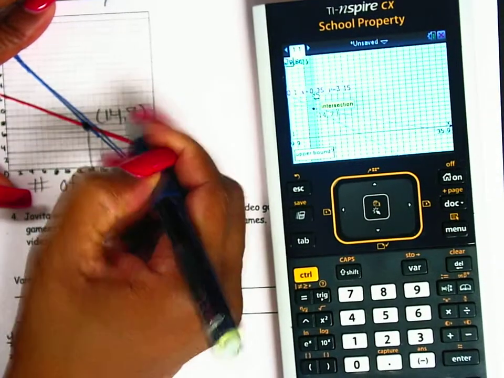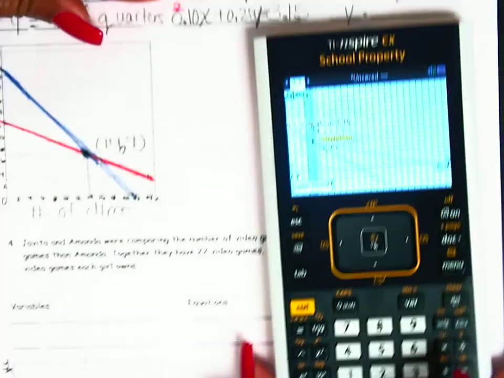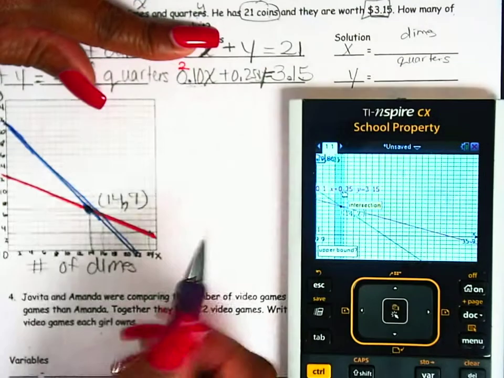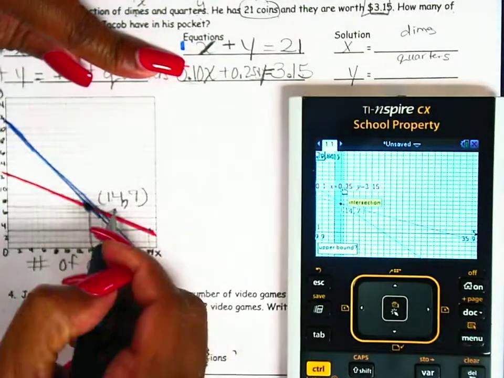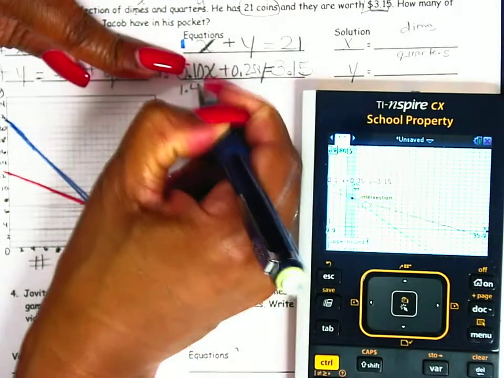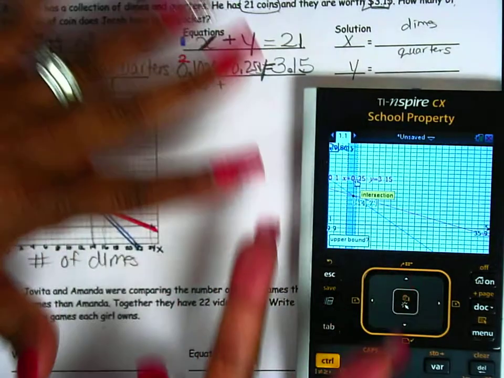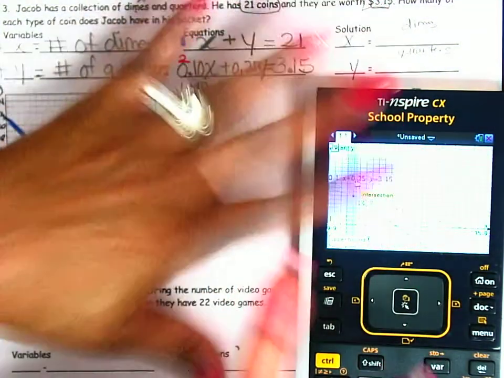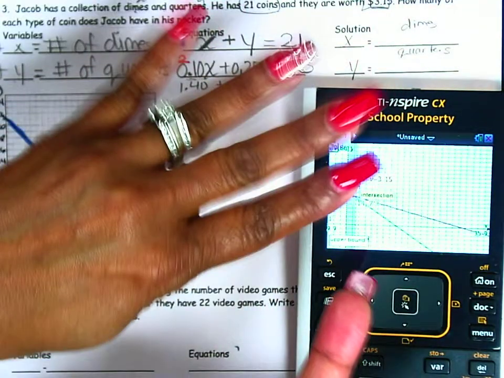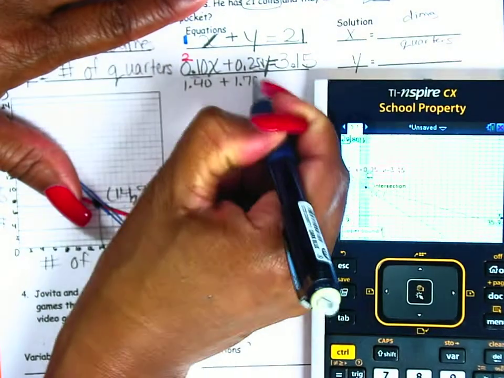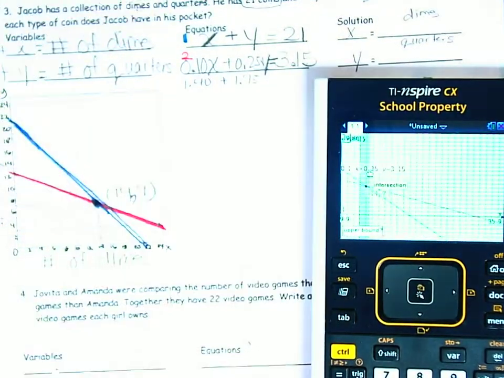Is there another way to check? Yes, darling. What's 14 plus 7? 21. Very good. Then you could do 10 cents times 14. That'll be $1.40. Plus 25 cents times 7. Think about it. You've got 7 quarters. 4 is $1. Then you've got 3 left. That right there is $1.75. And you add those up and you should get $3.15.